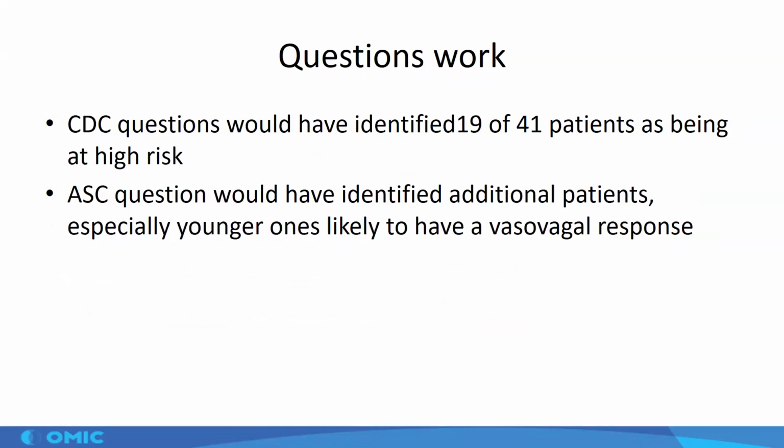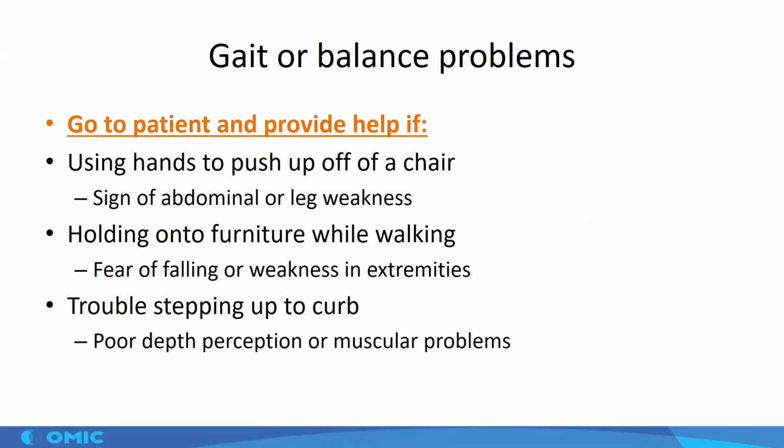The CDC questions would have identified 19 of the 41 patients as being at high risk, and the ASC question would have identified additional patients, especially younger ones, who are likely to have a vasovagal response. How do you determine if the patient has gait or balance problems? If you see any of these things, you should go to the patient and provide help.